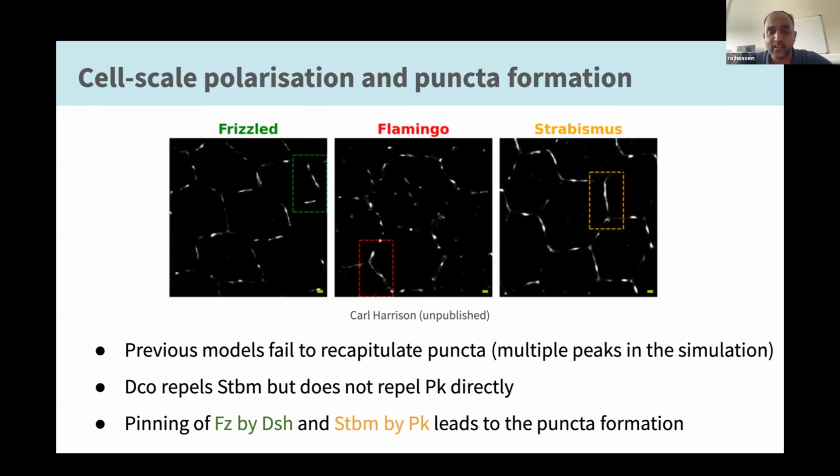And this somehow explains why we need so many molecules in the core pathway. Because we need these cluster formations for various reasons for biological functions, and to get this clustering of these molecules with the cell scale polarity, we need these multiple molecules instead of just two molecules like Frizzled or Strabismus.